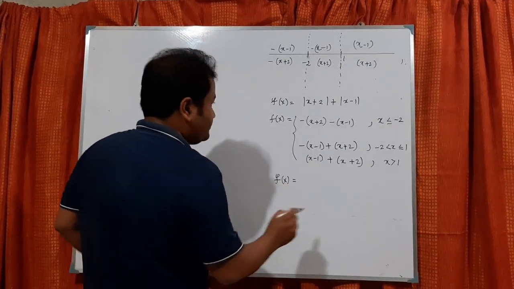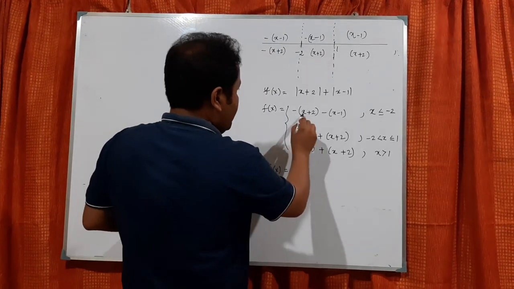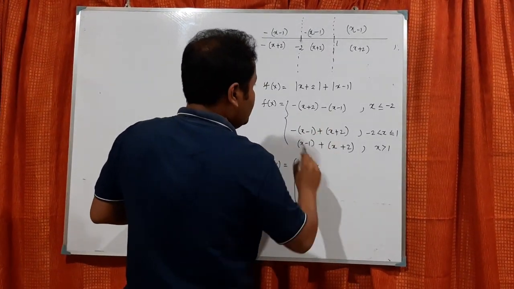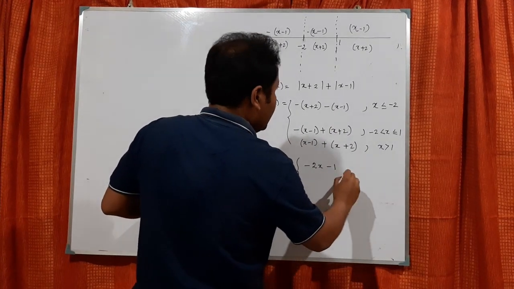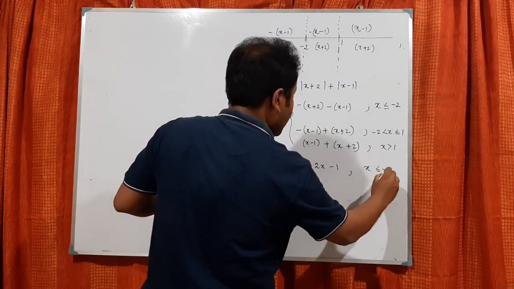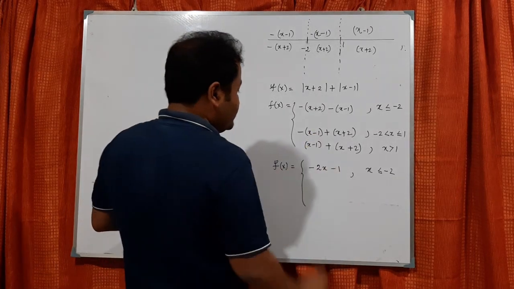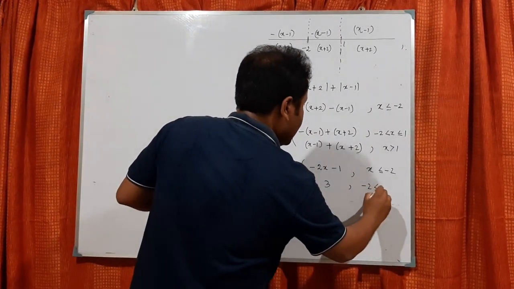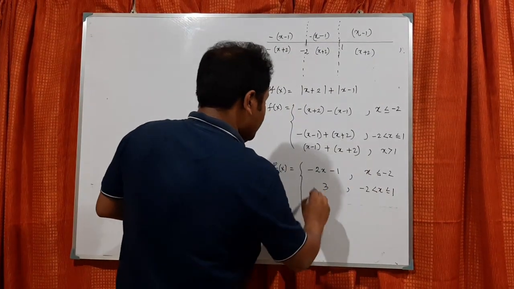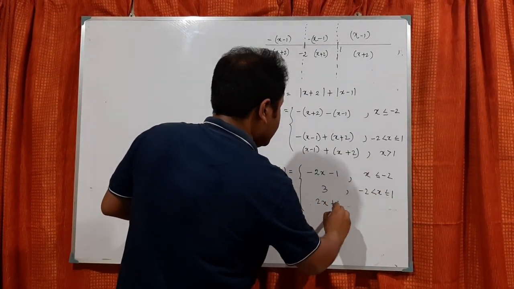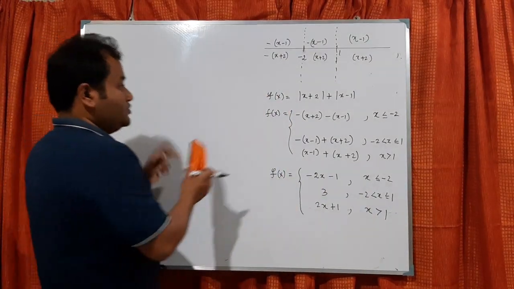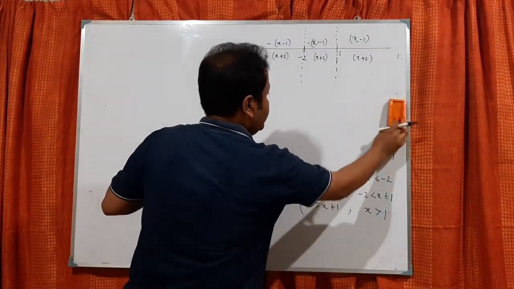f(x) will be minus x, so minus 2x minus 2 plus 1, so minus 1, if x is less than or equal to minus 2. And x and x will be cancelled out, so it should be 3 if minus 2 is less than x, less than or equal to 1, and it should be 2x plus 1 if x is greater than 1. Okay, so this is the thing which you need to understand.